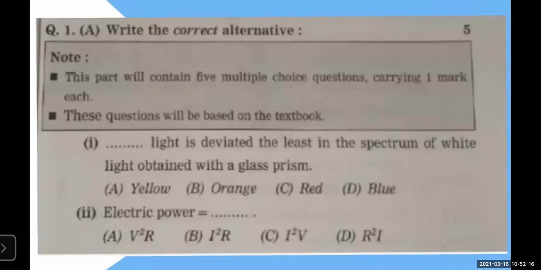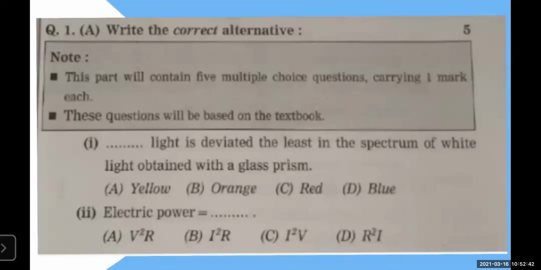Okay, first question. Dash light is deviated the least in the spectrum of white light obtained with the glass prism. Your options are yellow, orange, red and blue. The correct answer is red. Remember this, red light is deviated the least in the spectrum of white light obtained with a glass prism.